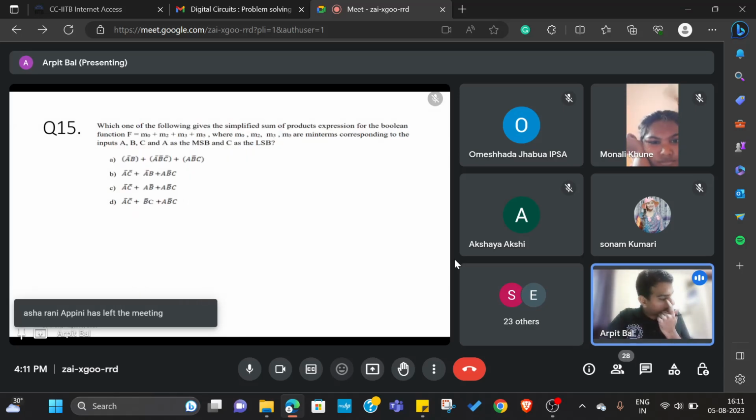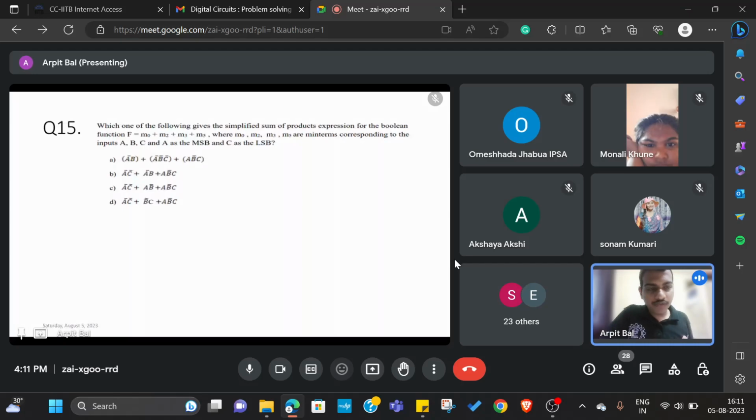Okay, so moving on to the final problem that we have. We have to find out which of the following gives the simplified sum of product expression for this particular Boolean expression in A, B, C, where A is the MSB and C is the LSB. MSB, LSB means, let's say you have a number 101011. The MSB will represent the first bit, the most significant bit, and the LSB represents the last bit, the least significant bit.